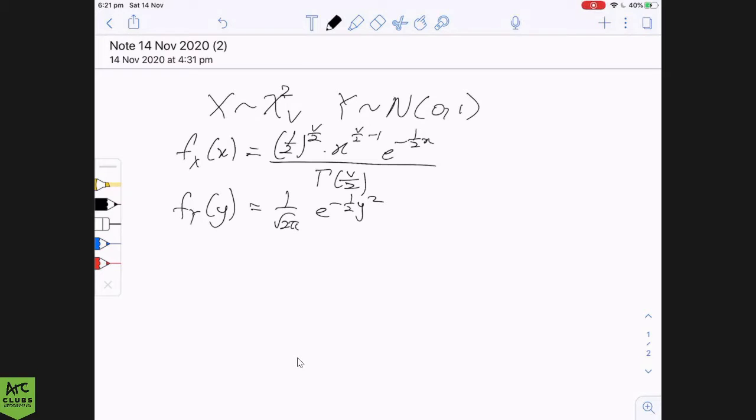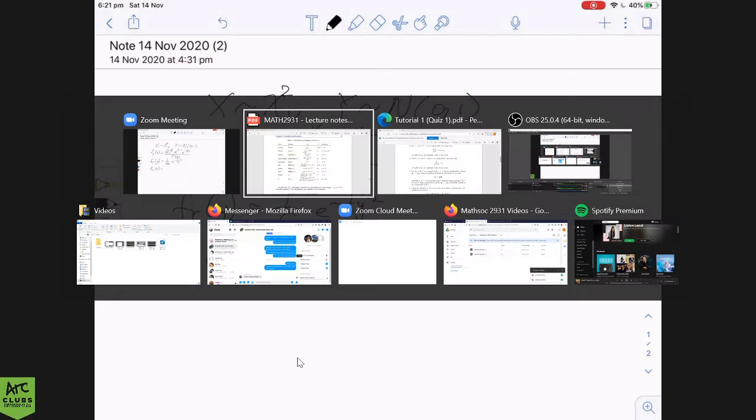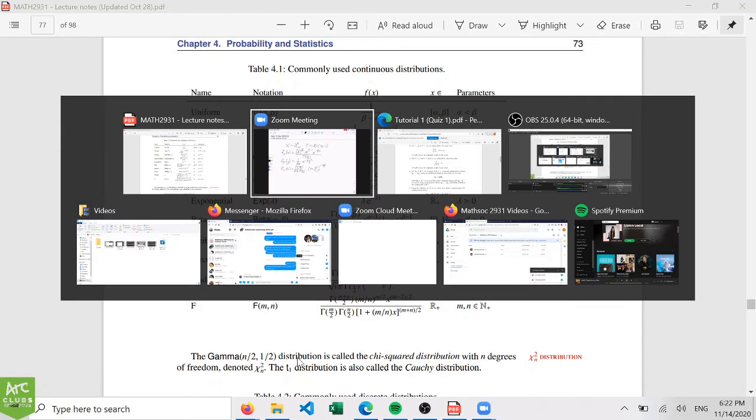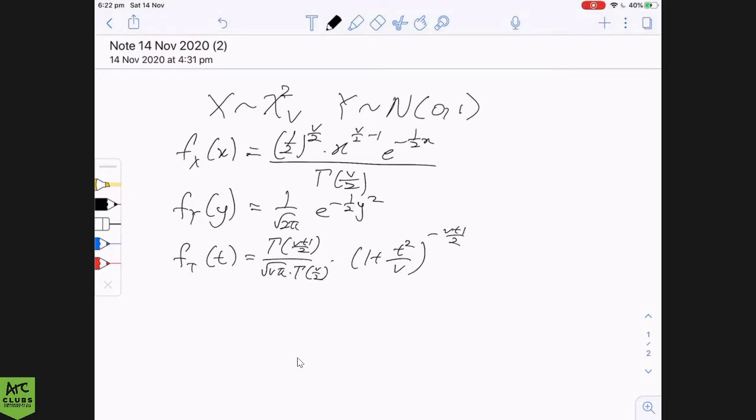And for the t distribution, let's say f_T of t, flipping back to our lecture notes, it's gamma of (v plus 1) over 2, over square root of v times pi, times gamma of v over 2, times 1 plus t squared over v to the power of negative (v plus 1) over 2. Alright, just like that. Okay, cool.